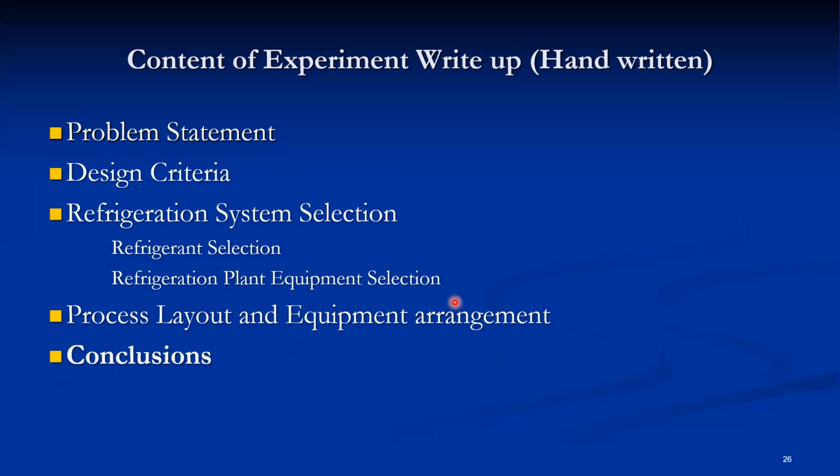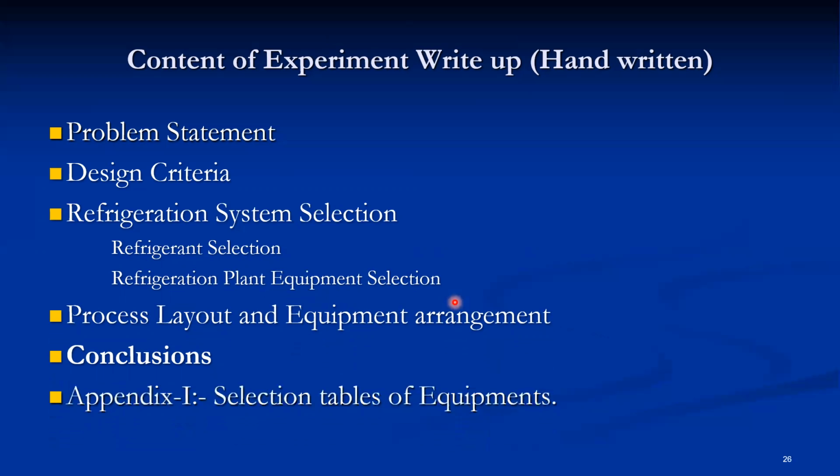So you have to copy this experiment as it is, but in the appendix you have to attach all the selection tables of the equipment with marking. So only one thing you have to do: how these models are selected. Accordingly, you have to highlight, because the bare charts will be uploaded. So you have to only highlight the selected model. That part only you have to do. That is for understanding purpose, why and how the models of the refrigeration components are selected.